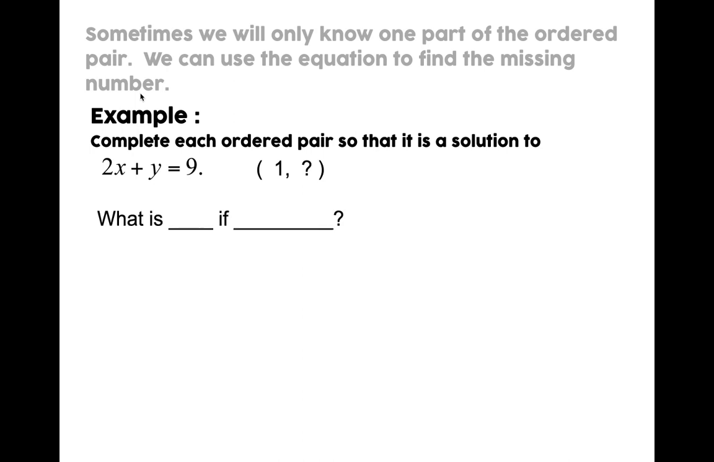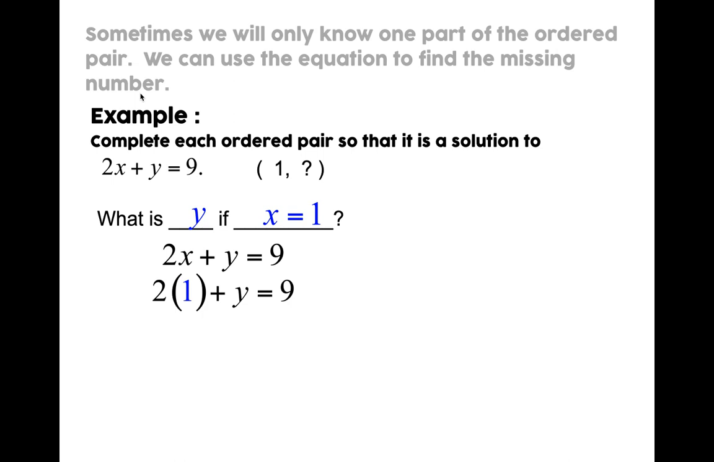So it seems that we know the value of our x and we are looking for y. That's what the question mark is. So we want to know what is y if x equals 1. We can find that by taking our equation and replacing the value that we know. We know that x is equal to 1, so I'm going to replace x with 1.